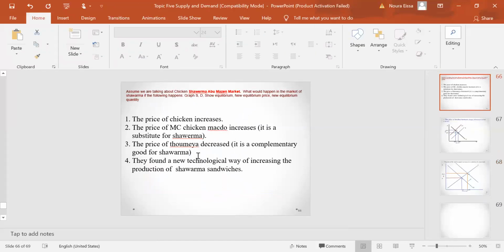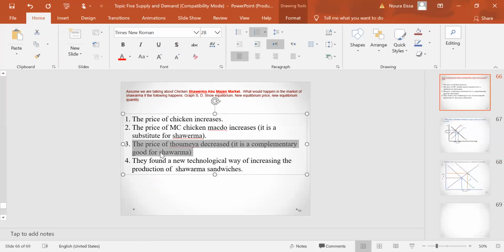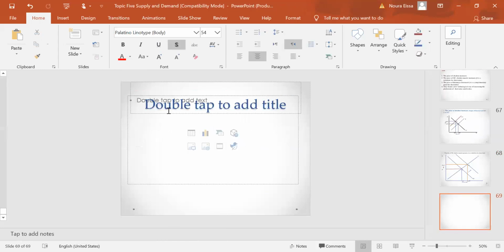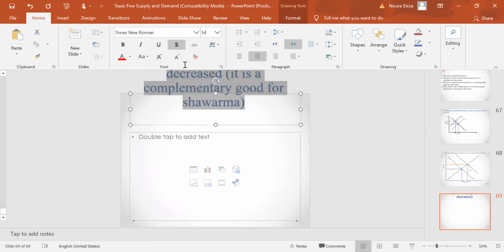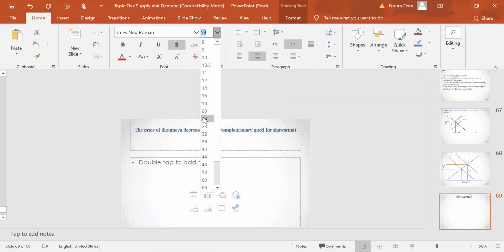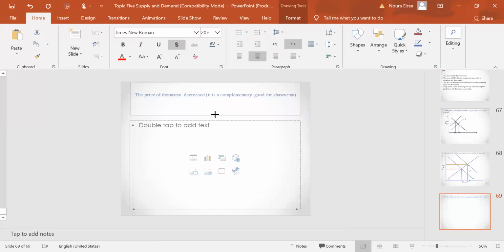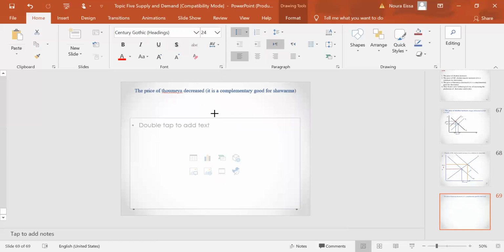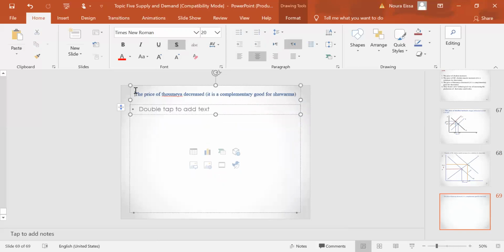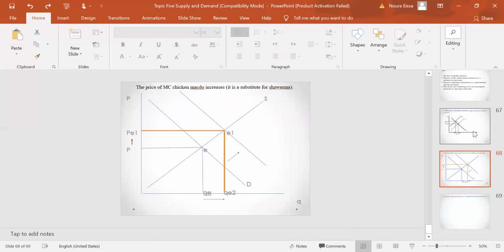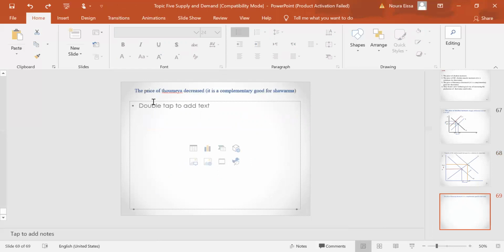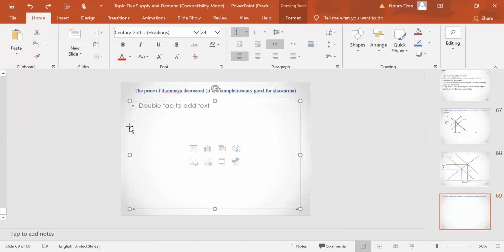So let's look at the third one. Right here. Number 3. This is number 3. What is your first step? Your first step is automatically to graph supply and demand and show equilibrium. Okay, so I'll just graph it. Supply, demand, and show equilibrium.